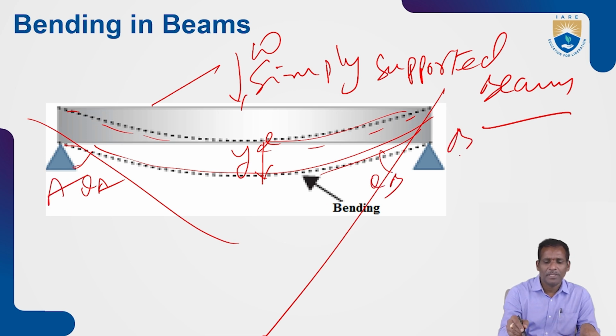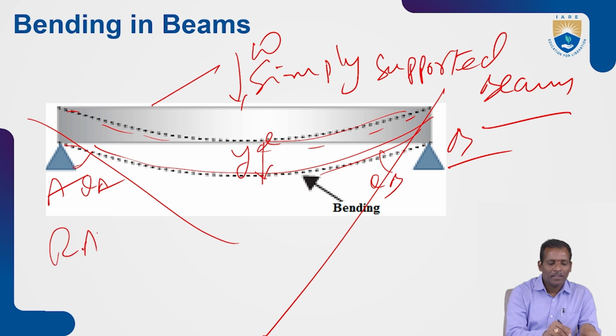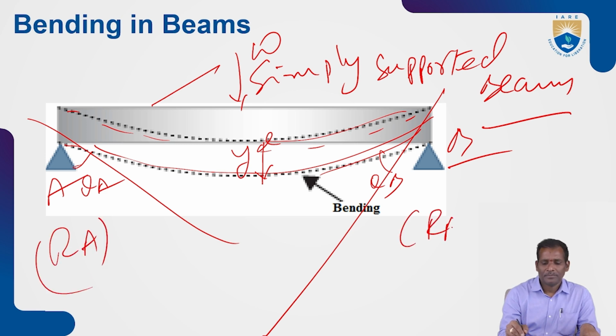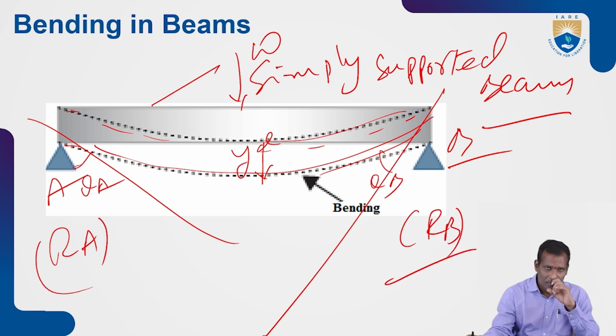Suppose A and B are the reaction supports, so RA and RB. The topics of slope and deflection are separate, and we already covered them in the previous session. Now we are discussing what bending stresses are, what we mean by bending stress, and the phenomenon of bending in beams.